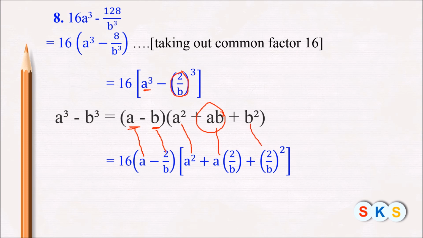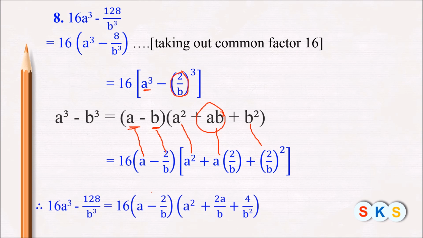Now we will simplify further. So let's see what we will get. We will get 16 in a bracket, a minus 2 upon b, into a square plus 2a upon b plus 4 upon b square.